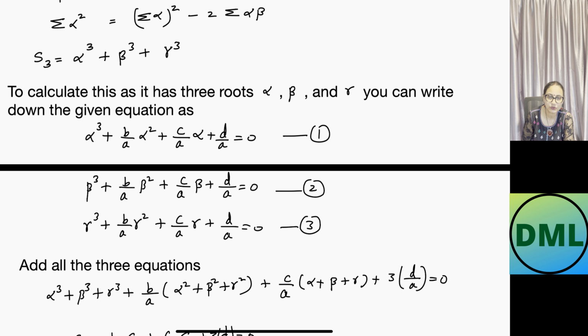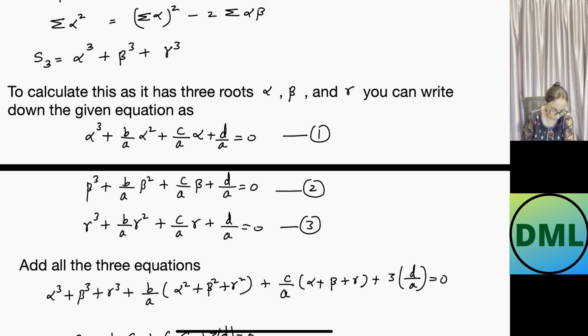If I add these values here, I'll get alpha cube plus beta cube plus gamma cube. From here, B by A is common and I'll get alpha square plus beta square plus gamma square, which I have written here. From here, C by A is common and you're left with alpha plus beta plus gamma here. Here D by A is coming 3 times is equal to 0. So this is the constant term you have, and as you can see that this is multiplied by 3 because the given equation has 3 roots.